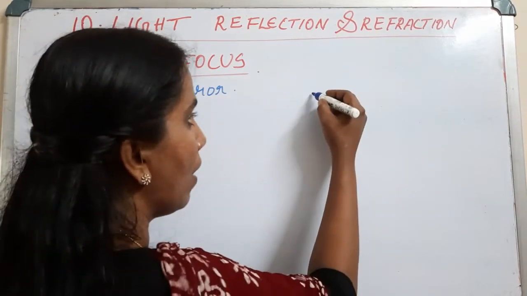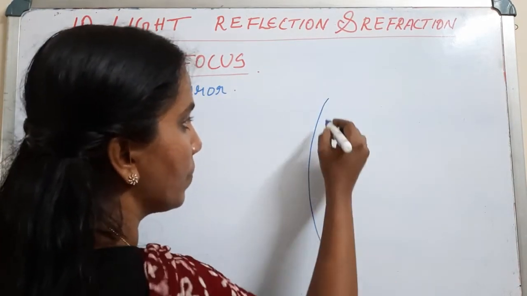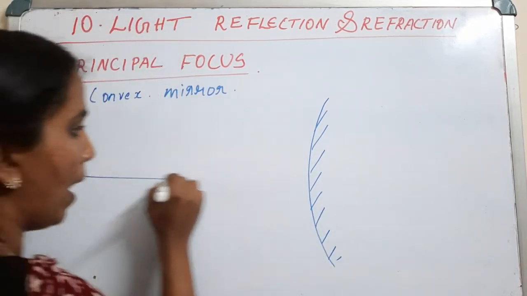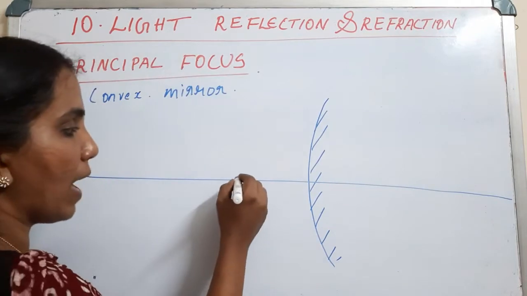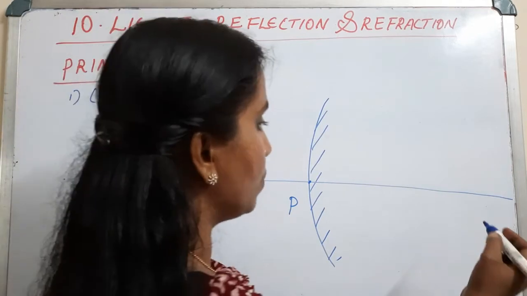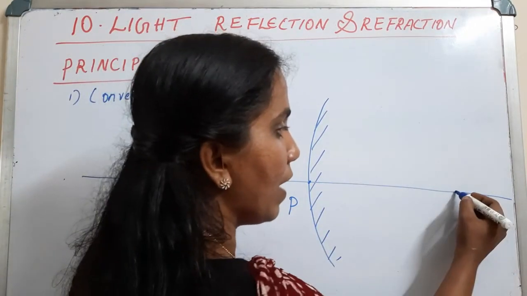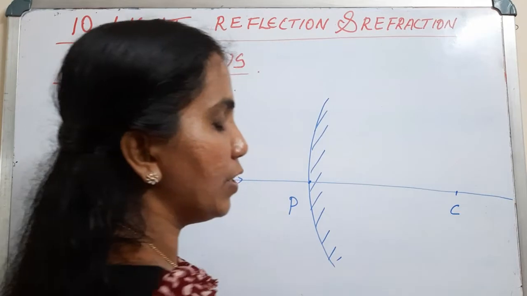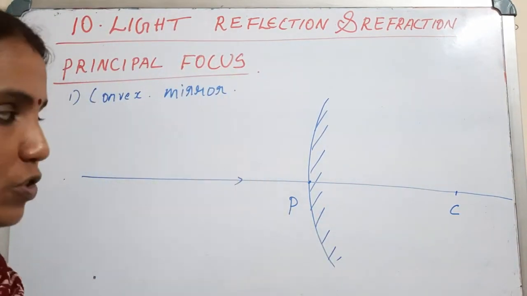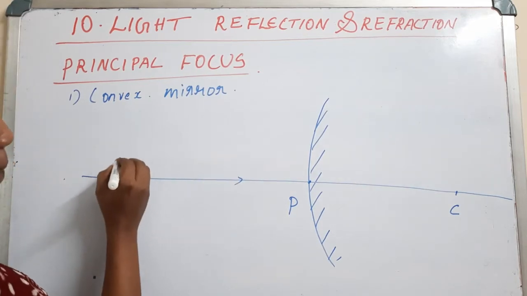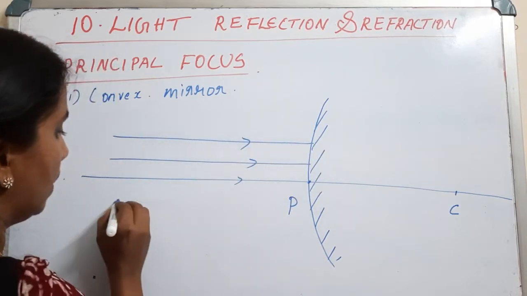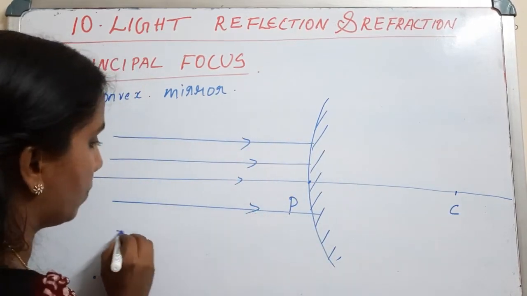So here we have a convex mirror. Same way we have to define, that is, we assume a parallel beam of light which is parallel to the principal axis falling on the convex mirror. So when you draw a convex mirror, where will you mark the point C? The center of curvature you will mark here on this side, depending on the curvature. Now you have a parallel beam. You can show a parallel beam of light. This is the parallel beam.